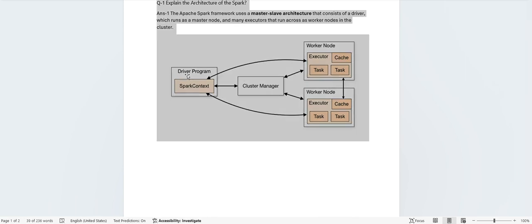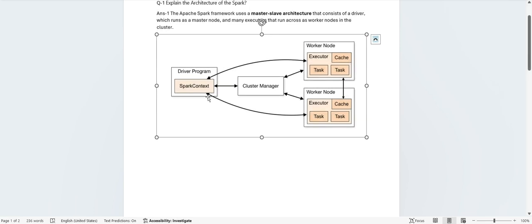So whenever they say explain the architecture of Spark, Apache Spark follows the master-slave architecture that consists of the driver node which runs as the master node, and there are many executors that run across worker nodes in the cluster. I think it is clear. Or this is the diagram you follow. You don't need to give any other answer. You have to follow this answer.